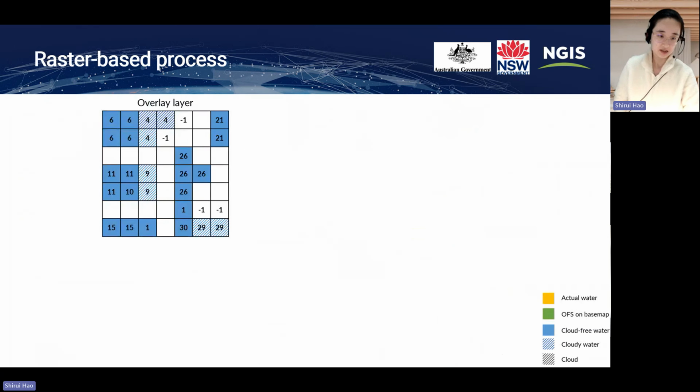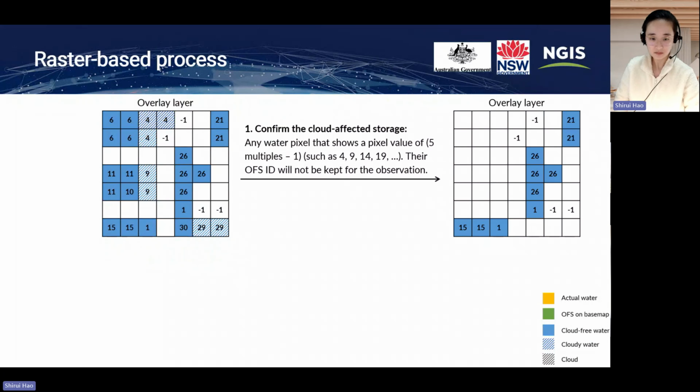The next step is we use this overlay layer to identify which storage were affected by cloud and whose data should be removed, and also which data should be kept. The first step is to confirm the cloud affected storage. Any water pixel that shows a pixel value of a multiple of 5 minus 1, such as 4 or 9, 14 or 19, their OFS ID will not be kept for that day's observation. So you can see that these 3 areas have been emptied.